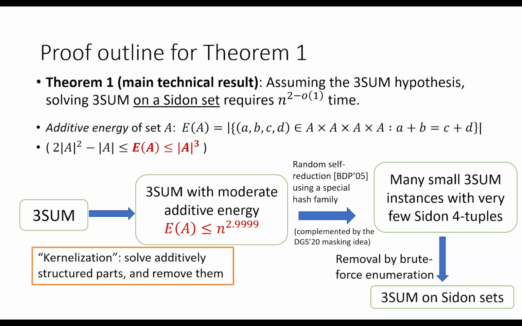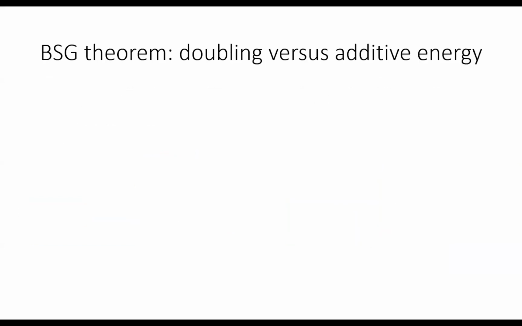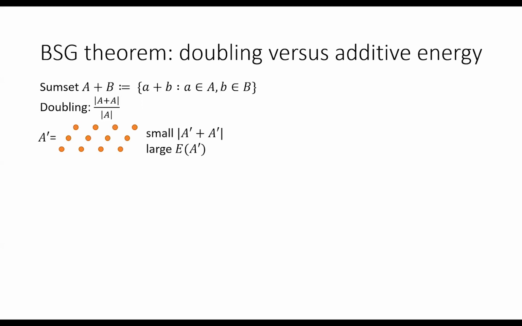For the rest of the talk, I'm only going to talk about the first step, going from cubic to moderate additive energy. To understand this step, we need the notion of doubling of a set. We say a set of integers has small doubling if the size of the sumset of the set with itself is small compared to the original size. Here we have an example of points that is very structured, and it has small doubling and large additive energy. And here we have a random example. It has very large doubling and a small additive energy.